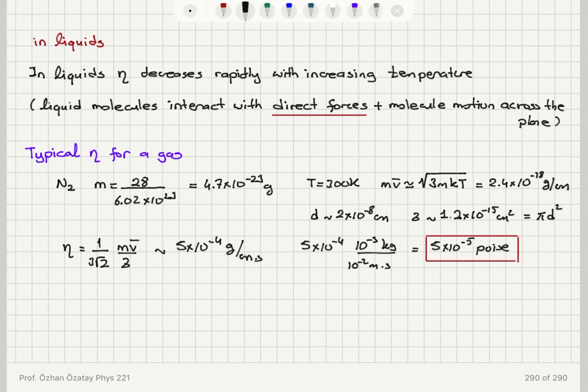Then we have estimated the typical coefficient of viscosity for a nitrogen gas. We can calculate its mass by molecular mass divided by Avogadro's number. We can again estimate v bar from square root 3kT over m, so the m v bar factor we can estimate. We can estimate the radius to be 10^-8 centimeters or 1 angstrom, which is 2 Bohr radii. This gives us, by substituting these values into the coefficient of viscosity, 5 × 10^-5 poise for a typical coefficient of viscosity of a dilute gas.